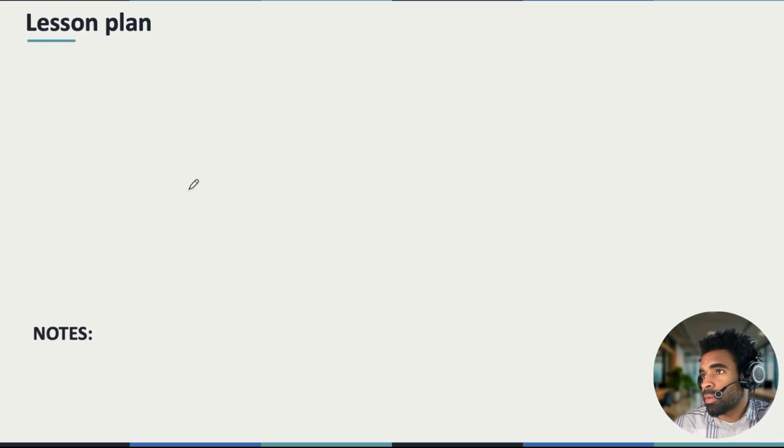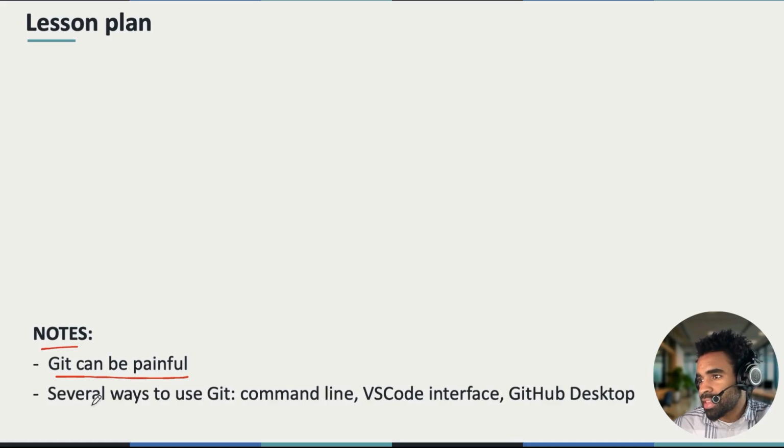Now, before we talk about our lesson plan, let me make a few key notes. The first is that Git can be quite painful, so try to be patient as you work through this material. The second is that there are many ways to use Git. The most powerful and flexible way is to use the command line, so you write code directly into your terminal that tells Git what to do. But mastering this skill can take quite some time, so we won't be using this interface. Though later on in your developer career, I would recommend you take some time out to learn this.